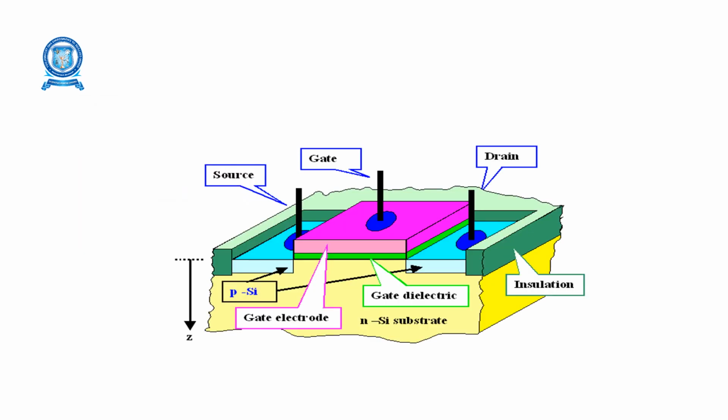Next we are having different pins, that is terminals: source, gate and drain. We are having a three terminal device in the transistor. In this transistor we are having a three terminal device, that is source, gate and drain.